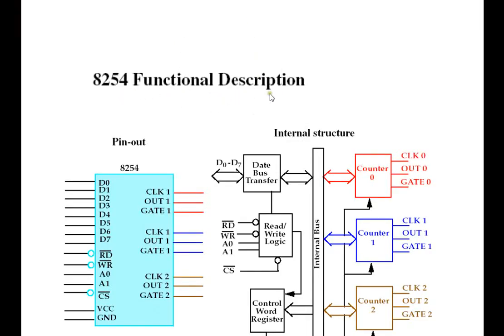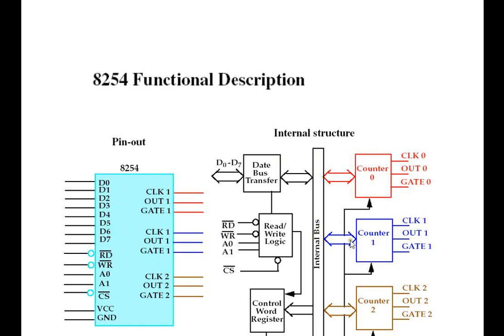8254 functional description. Here is the pinout for the 8254. This is all the same as the 8253. Here we have data, counter 0, counter 1 and counter 2. Now here is the read write section, and here is the chip select, the VCC and the ground section. Here we can see the internal structure of the 8254, which is very important for your exam.